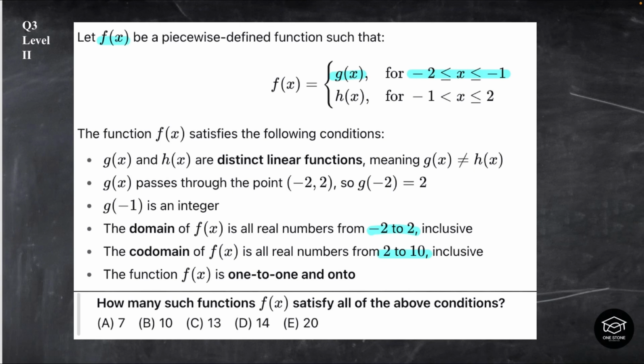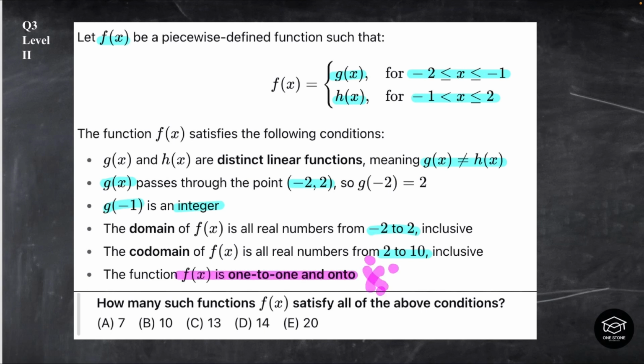On the interval from -1 to 2, the function is given by h of x. The conditions are: 1. g of x and h of x are not the same linear function. 2. g of x passes through the point -2, 2. 3. g of -1 must be an integer. 4. Most importantly, f of x must be a one-to-one correspondence.